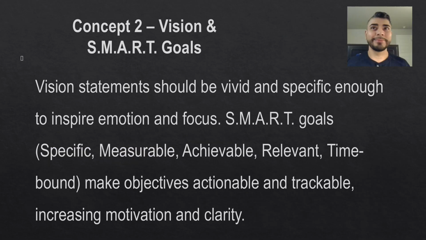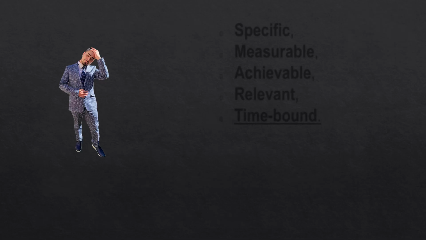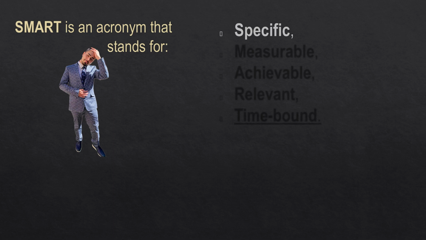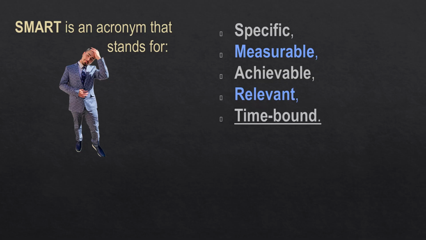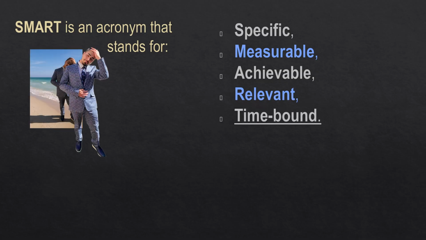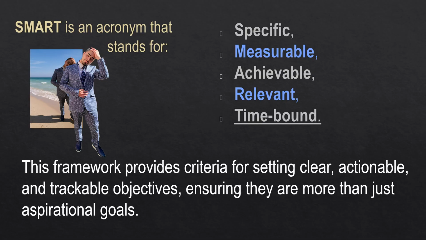Concept 2, Vision and SMART Goals. Vision statements should be vivid and specific enough to inspire emotion and focus. SMART goals: specific, measurable, achievable, relevant, time-bound. Make objectives actionable and trackable, increasing motivation and clarity. SMART is an acronym that stands for specific, measurable, achievable, relevant, time-bound. This framework provides criteria for setting clear, actionable, and trackable objectives, ensuring they are more than just aspirational goals.